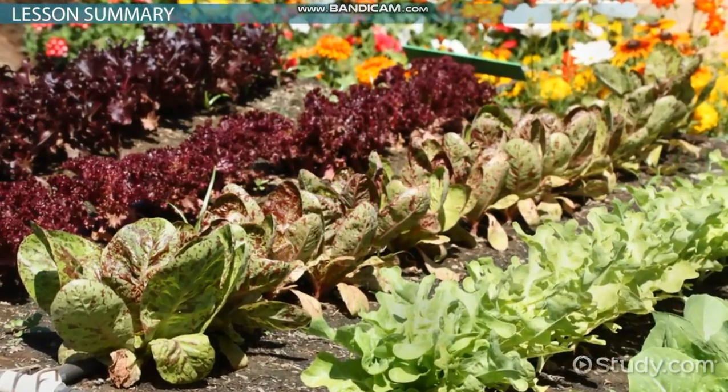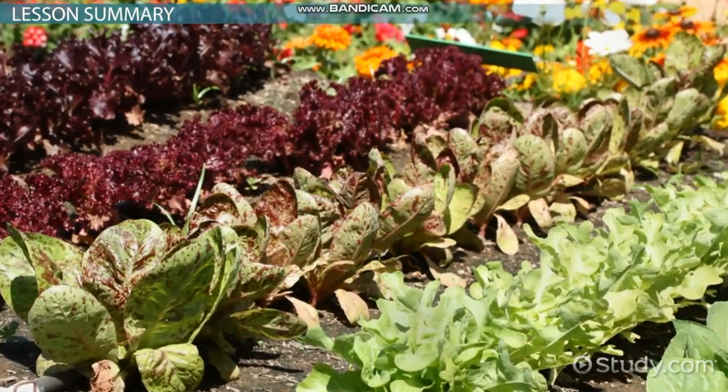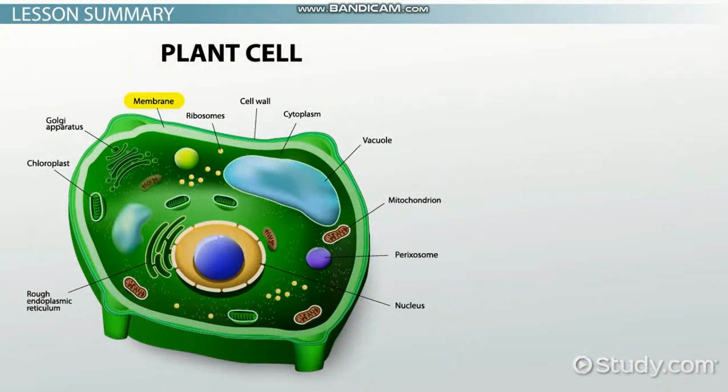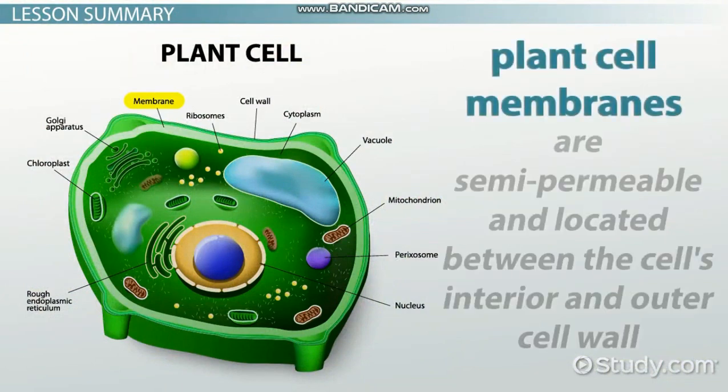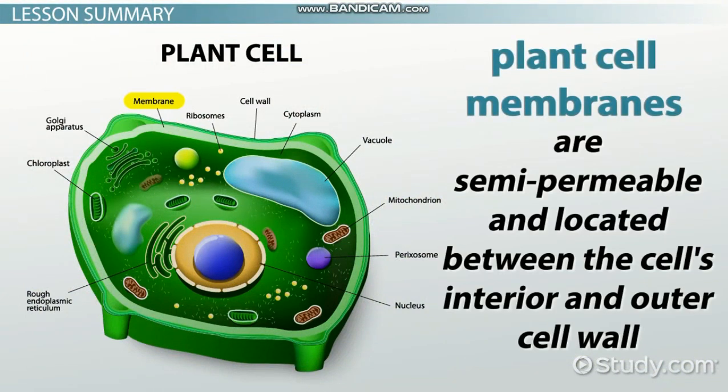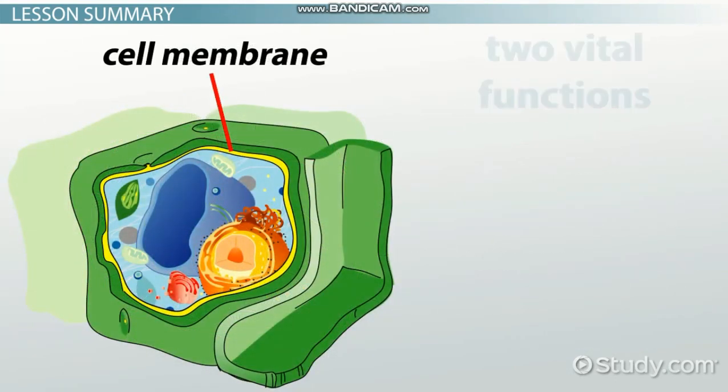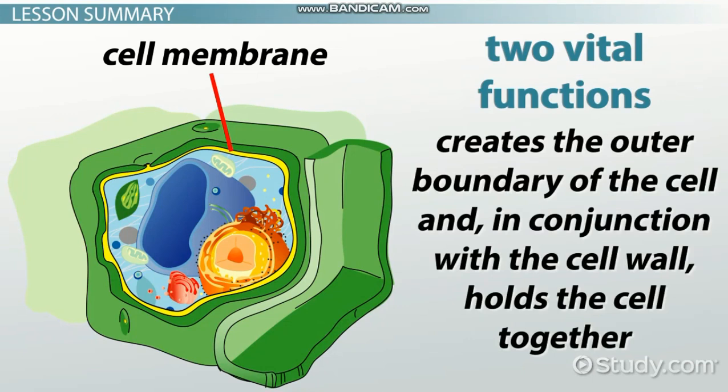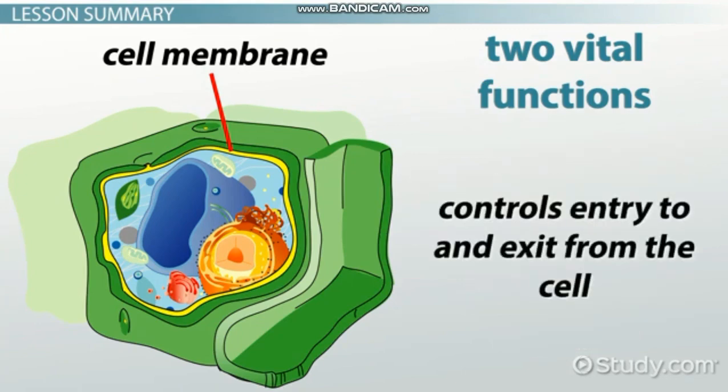Plant cells, such as those within trees, bushes, grasses, and other plants, do contain cell membranes. These plant cell membranes are semi-permeable and located between the cell's interior and outer cell wall. The membrane performs two vital functions. First, it creates the outer boundary of the cell and, in conjunction with the cell wall, holds the cell together. And second, it controls entry to and exit from the cell.